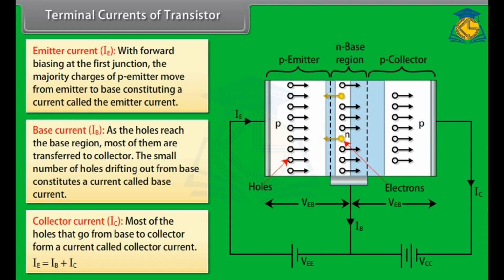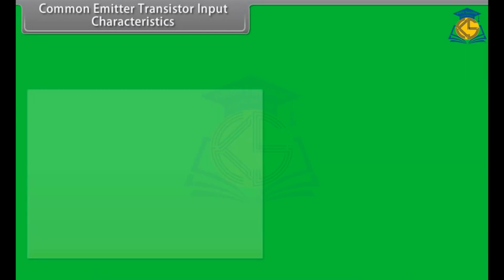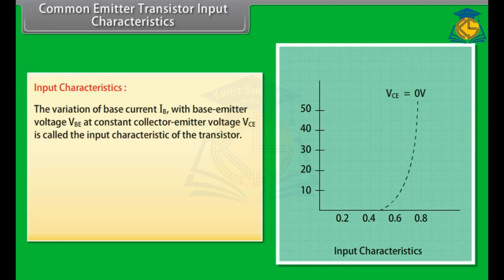Common emitter transistor input characteristics. In a common emitter configuration, the common or ground side of each voltage source is connected to the emitter. Input characteristics: the variation of base current IB with base emitter voltage VBE at constant collector emitter voltage VCE is called the input characteristic of the transistor.